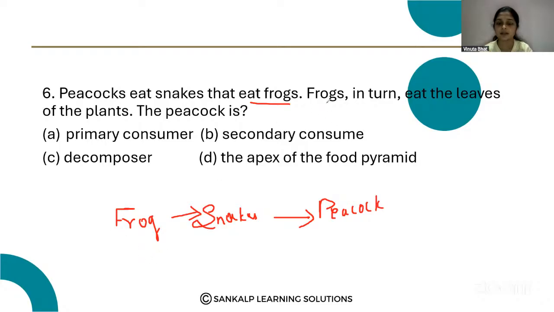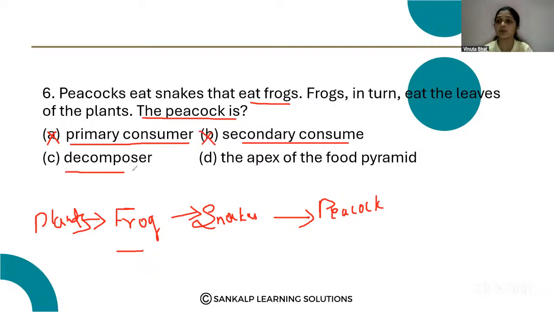Here they had given that the frogs eat the leaves, but naturally it doesn't happen like that, though they have given it that way in the question. So plants, frogs eat the plant leaves. So this is the food chain. Here is the peacock a primary consumer? Here the primary consumer is the frog. And the secondary consumer is the snake. Decomposers are normally fungi and bacteria, so this is also wrong.